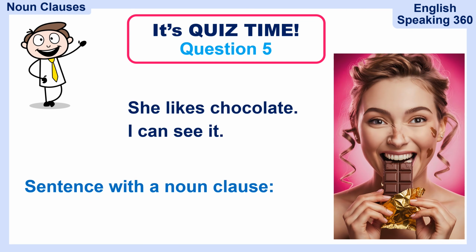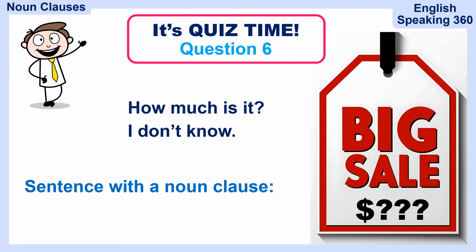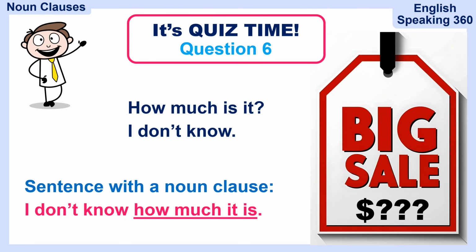Question 5. She likes chocolate. Yes, indeed. I can see it. What is the sentence with a noun clause? I can see she likes chocolate. I can see that she likes chocolate. Question 6. How much is it? I don't know. Make your sentence. I don't know how much it is. Watch out here, so many students would say, I don't know how much is it. It doesn't work. I don't know how much it is. That is the statement form in the noun clause.